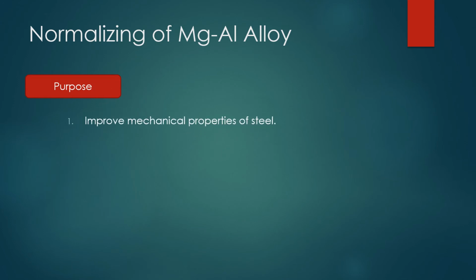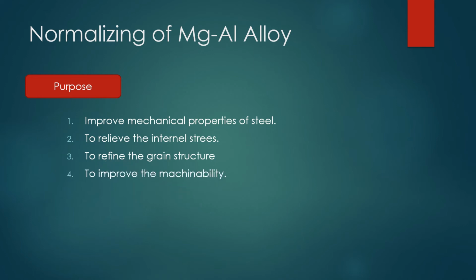The most common reason for the normalizing process is to adjust mechanical properties to suit the service condition. The other purpose of the normalizing is to relieve the internal stress, to refine the grain structure, and to improve the machinability.